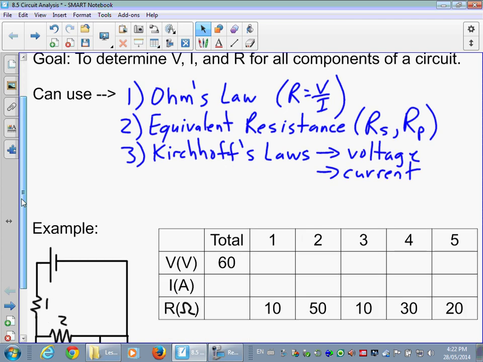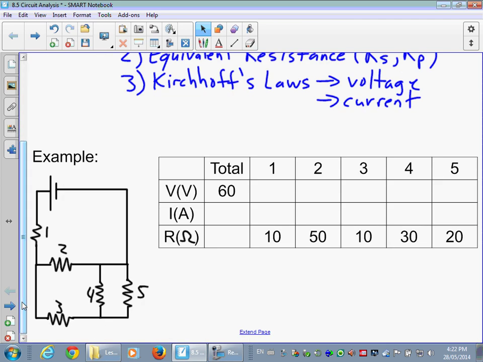So an example might be a circuit like this. I have 5 different resistors. They're set up in a combination circuit, and we want to be able to fill in basically the chart on the right. So there are some things that we're obviously going to need to be given. We're told that the voltage of the source here is 60 volts. And we're given the resistances in each resistor.